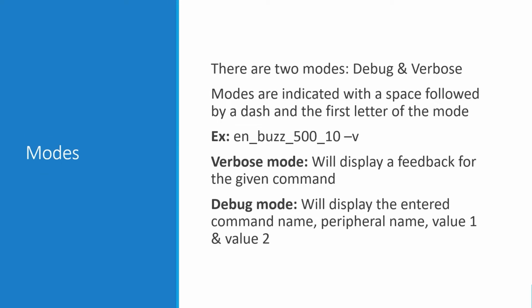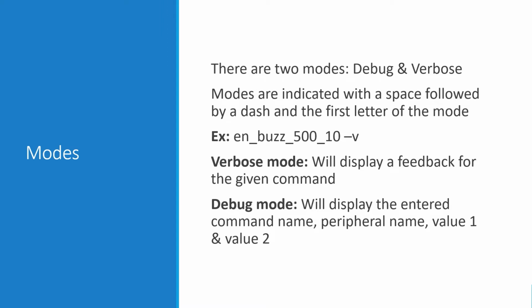A mode operator can be optionally added to each and every command. This can be done by adding a space and a dash, followed by the initial letter of the mode. An example where the so-called verbose mode is applied to a command is given in this slide. The verbose mode is indicated with the letter V, and the purpose of it is to give feedback to the user after a command is entered.